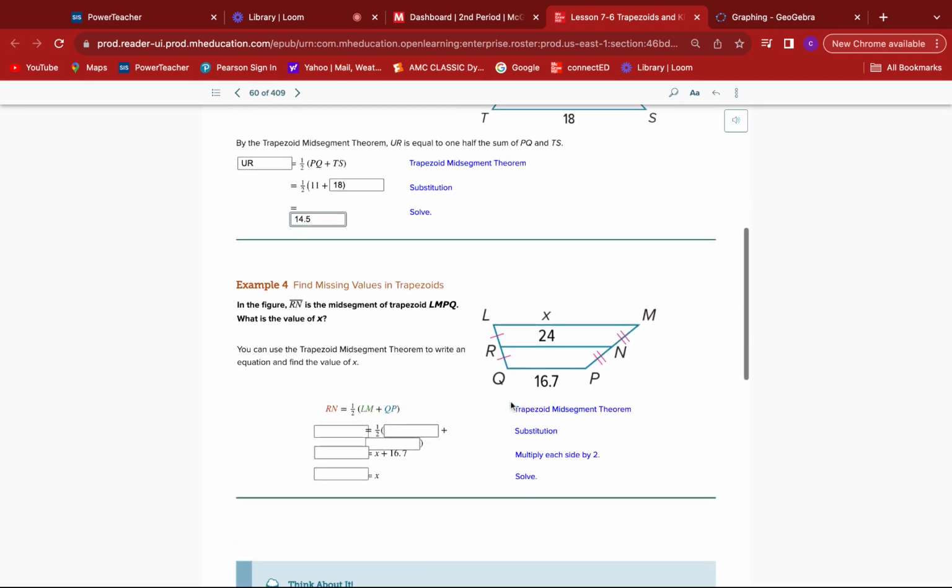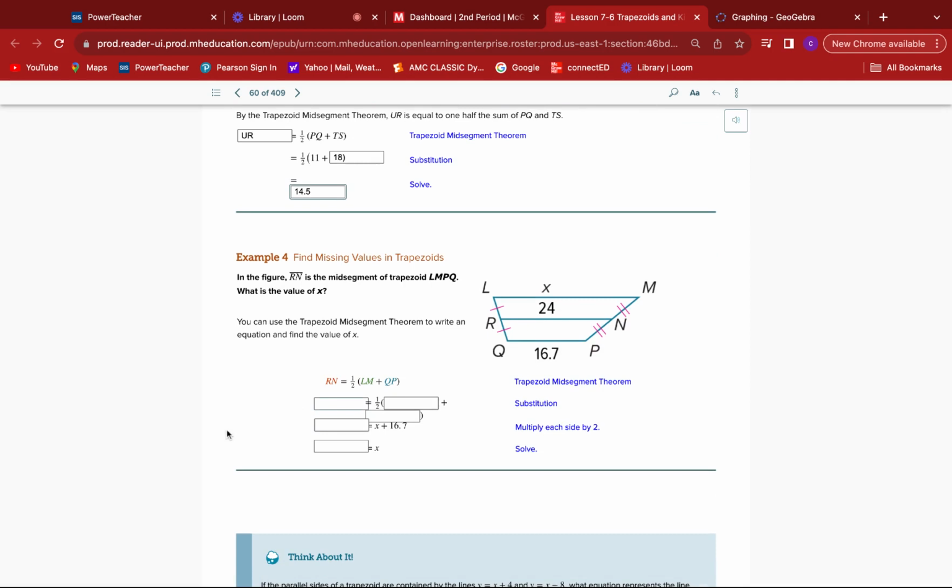That's called a mid-segment. All right, looks like example number 4 is doing the same thing, except they give us the mid-segment. Well, that's okay. We're going to pretty much do something similar. All right, so RN, which is 24, equals 1/2 of LM, which is x plus QP, and that is 16.7. So 24 equals x plus 16.7.